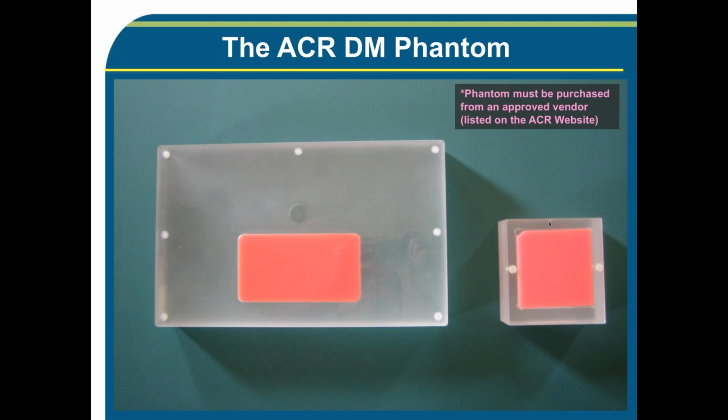One asterisk here up in the upper right-hand corner is that the Phantoms now have to be purchased from an approved vendor. So vendors, to be able to market and sell the ACR Phantom on the left, the large digital mammo Phantom, they have to go through an approval process with the ACR. They have to have their Phantoms evaluated and approved. The reason for this is to make sure that the Phantom you buy is consistent and meets minimum standards, so that we don't have to worry about how the specs and the fibers and the masses may look if they weren't manufactured properly. So that is a note for buying Phantoms.